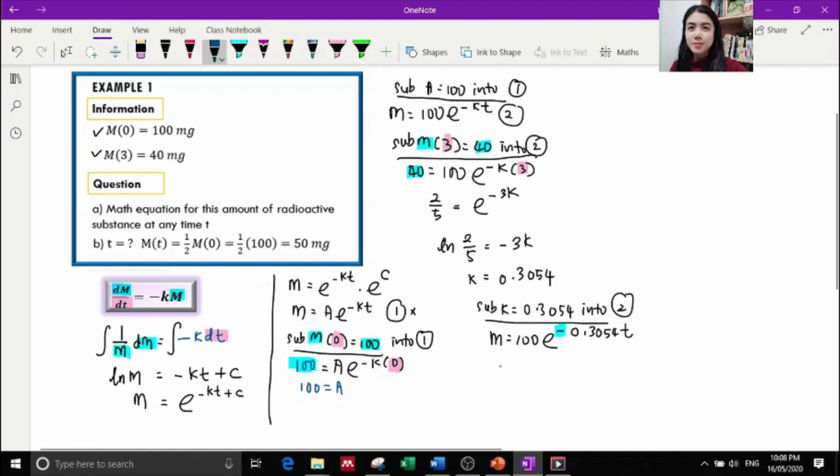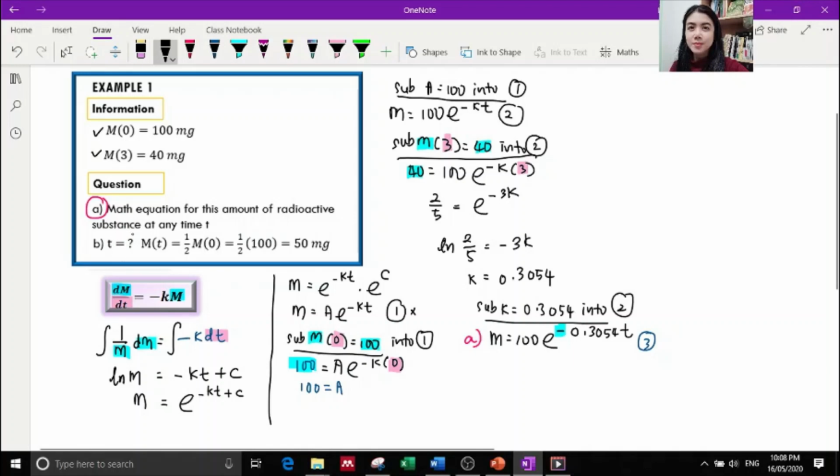Once we obtain this answer, let's say this is equation number 3. This is actually the answer for question A. So we have managed to answer question A. This is the mathematical equation for this amount of radioactive substance at any time t. Now we're going to look for the answer for question B.